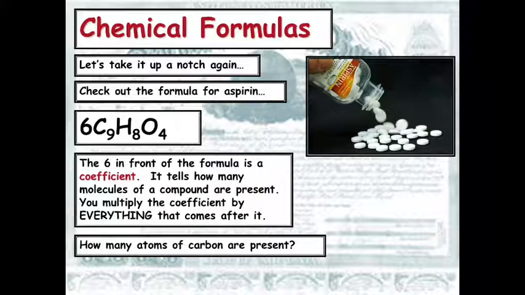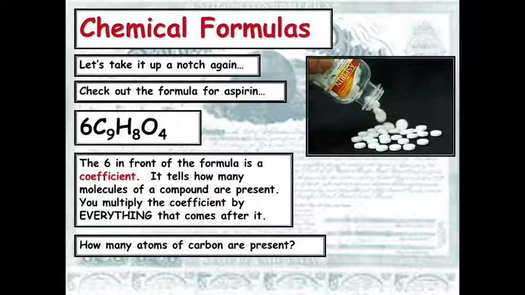So, spend about 10 seconds to determine how many carbons, hydrogens, and oxygens are in aspirin. So in this one, our numbers are going to get a bit larger because we have 6 molecules of aspirin. Each molecule does have 9 carbons. So how many total carbons do I have?